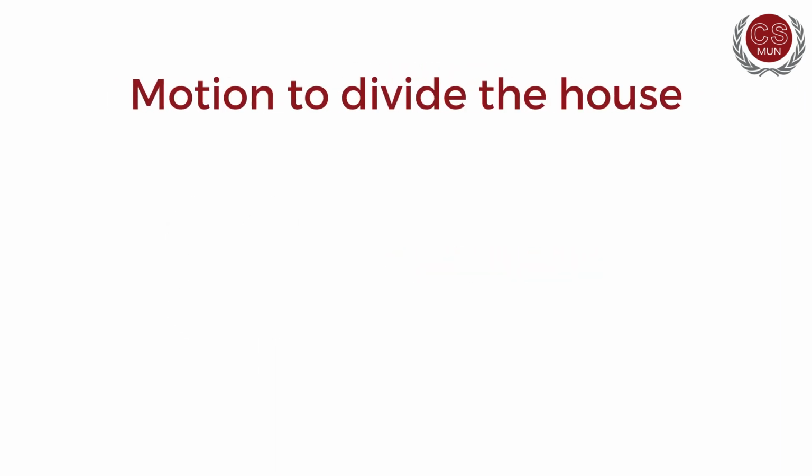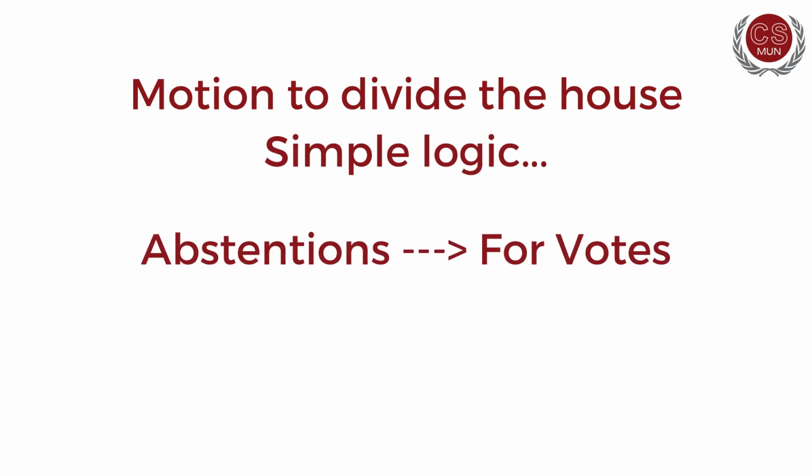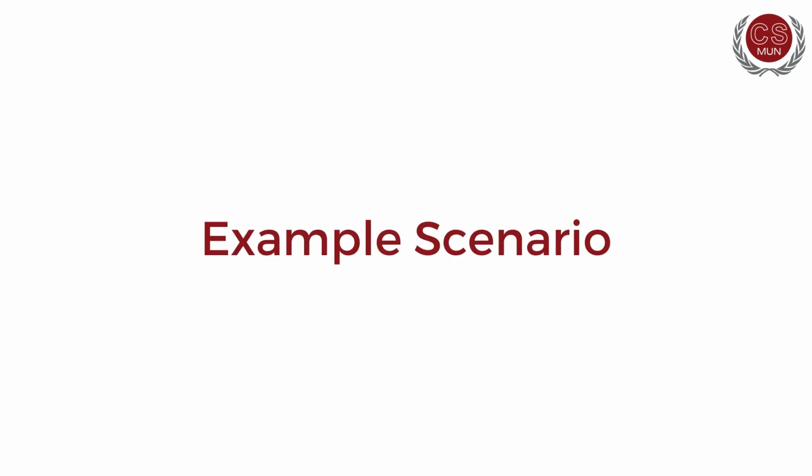The idea of the motion to divide the House is a simple logic that when the number of abstentions in the first voting is converted into votes in the second voting, there is a chance that the resolution might pass. Here's an example of a scenario where this motion will likely be called upon.